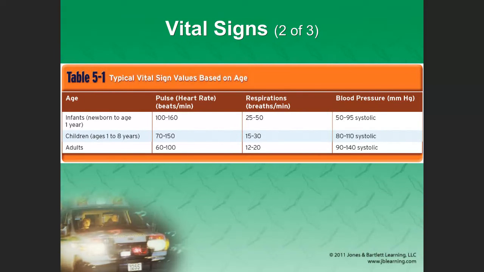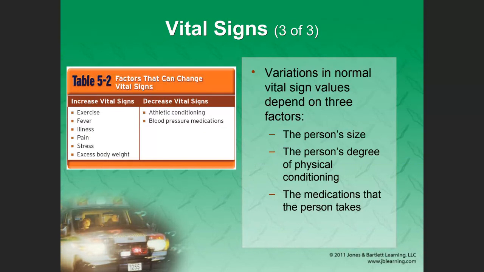And there are some numbers. Now, variations in normal vital sign values depend on three factors. There are three factors that can cause changes in a patient's vital signs: the person's size, the person's degree of physical condition, and medications that the person takes. Right? These are things that can alter the vital signs.